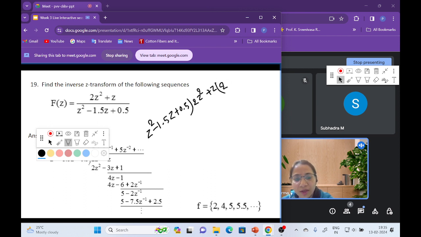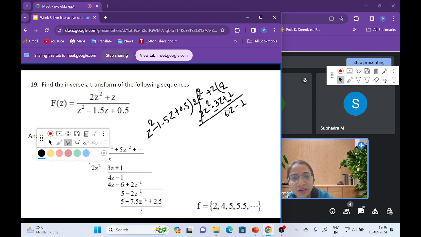If you multiply by 2, it becomes 2z square minus 1.5 multiplied by 2, that is 3z, and 0.5 multiplied by 2 becomes 1. Here plus, here minus, so we cancel it out. Minus and minus is plus, so it becomes 4z minus, is here, so minus 1.